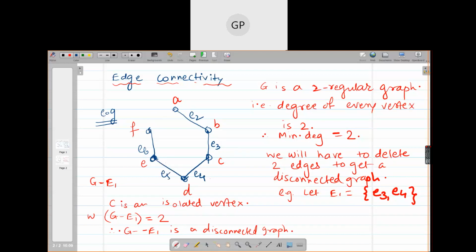So the edge connectivity of this graph is, so right now I have deleted these 2 edges, E3, E4, and the C vertex becomes disconnected. Okay, you can have some other examples also. You can take some other edges also to delete.